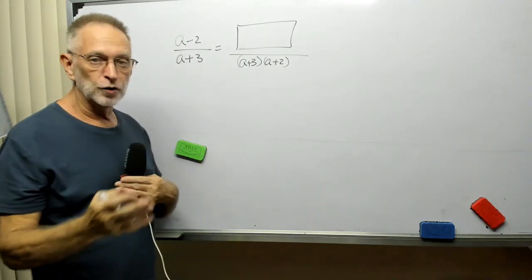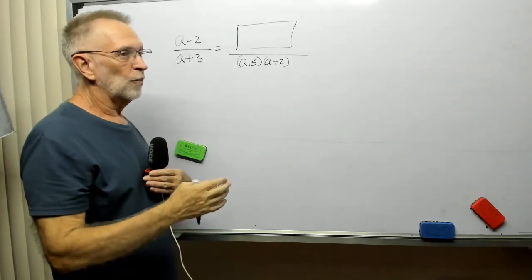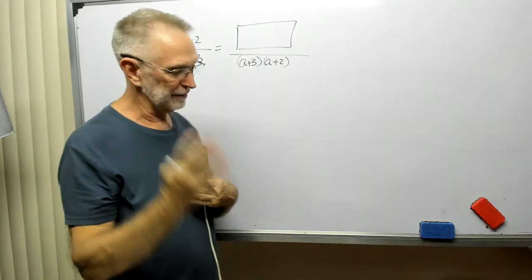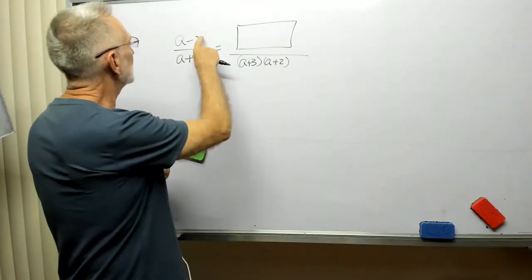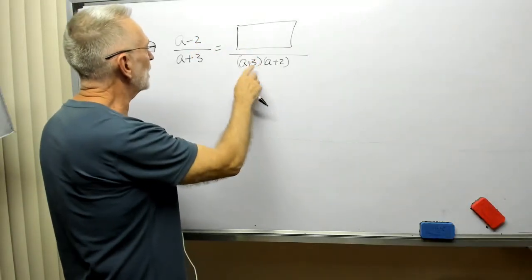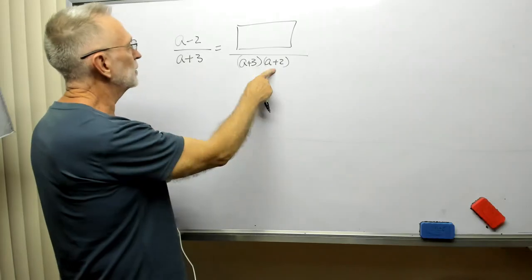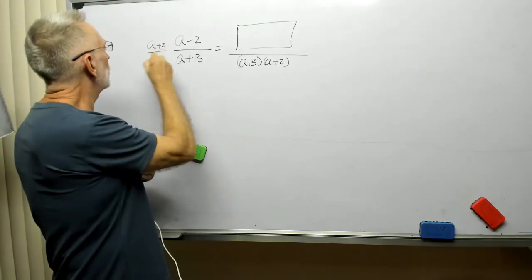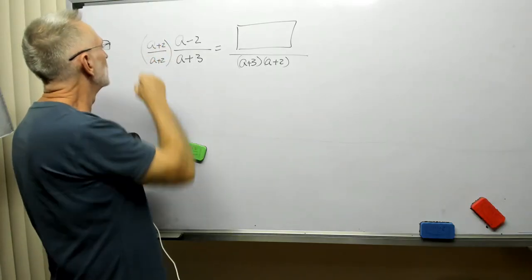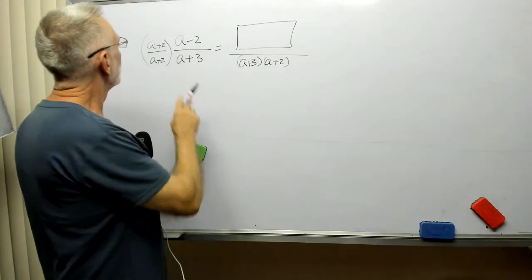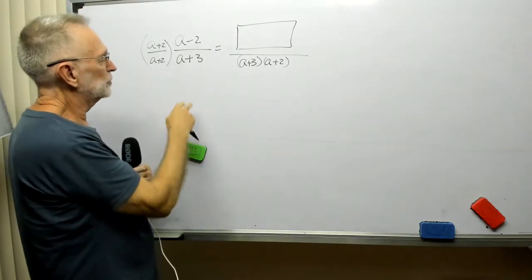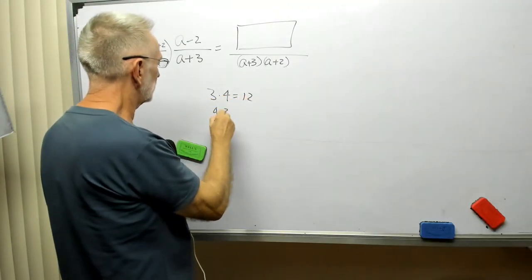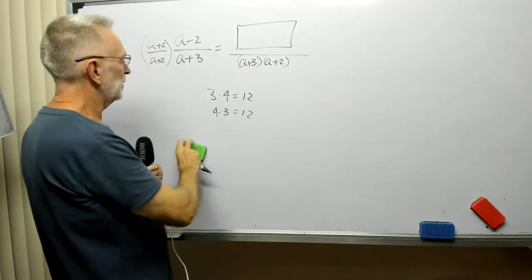Now, if I have two fractions, it's always good to put those things with a common denominator. Okay? I'm trying to say, how is this the same as that? Well, I don't have an a plus 2 here. So I'm going to multiply a plus 2 over a plus 2. Now, of course, the order doesn't matter. 3 times 4 is 12. 4 times 3 is 12. Same here.